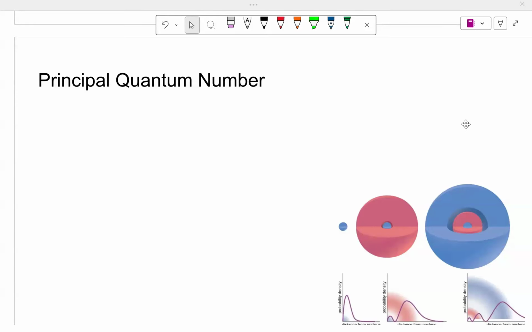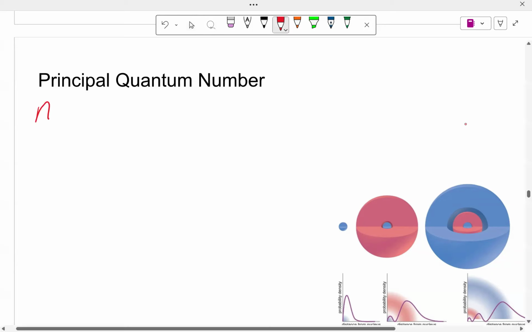So the first quantum number we're going to look at, again, think of quantum numbers as like the address of an electron, is something known as the principal quantum number. If we're going to look at this model of an atom kind of like an electron hotel, this would be the floor that the electron is located on. And so for the principal quantum number, we use a lowercase n.